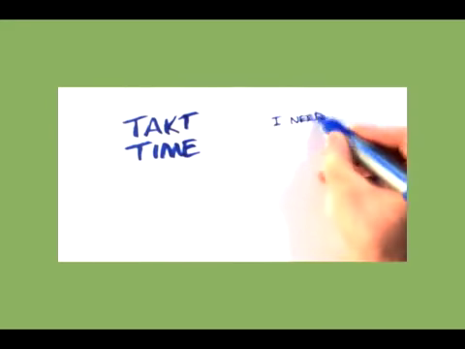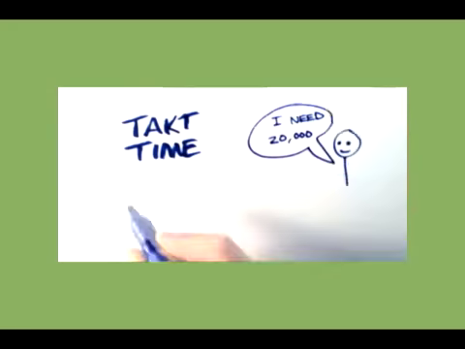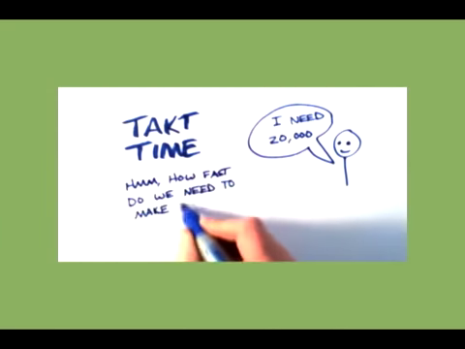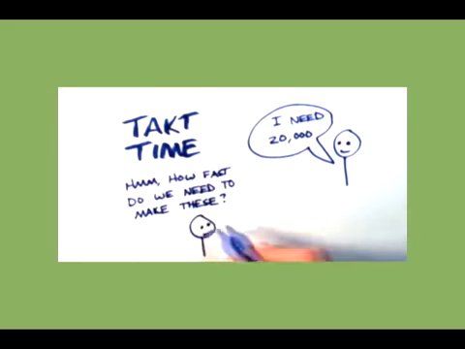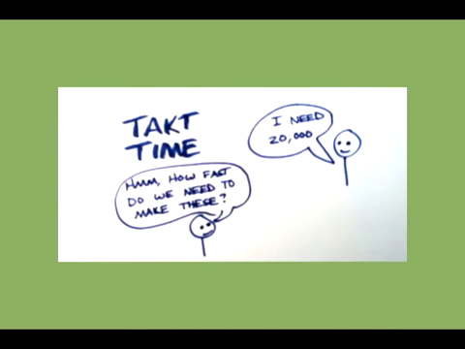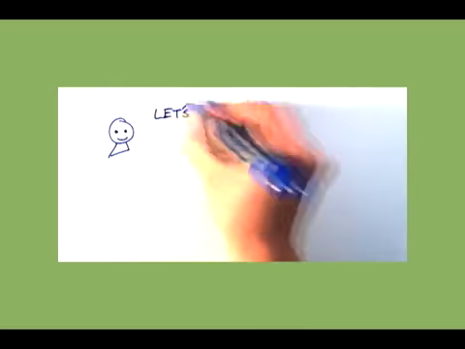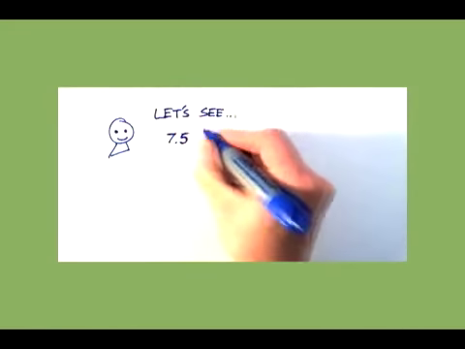Takt time is a calculated value that describes the theoretical demand rate of your customer. In other words, it is the rate at which you need to produce in order to meet their demand. Takt time is calculated by dividing your available production time by the number of units your customer needs.